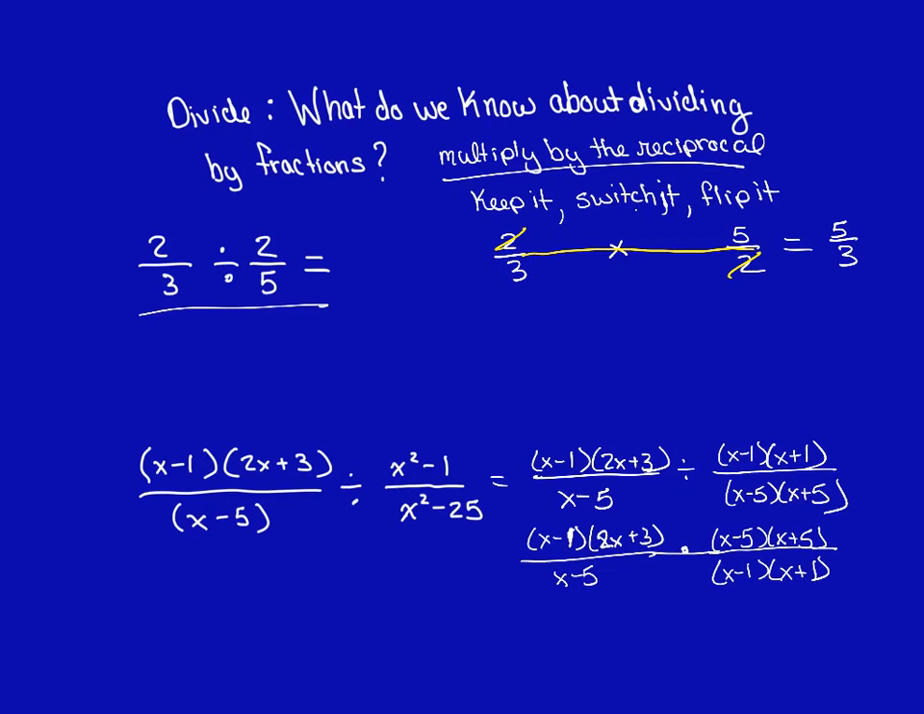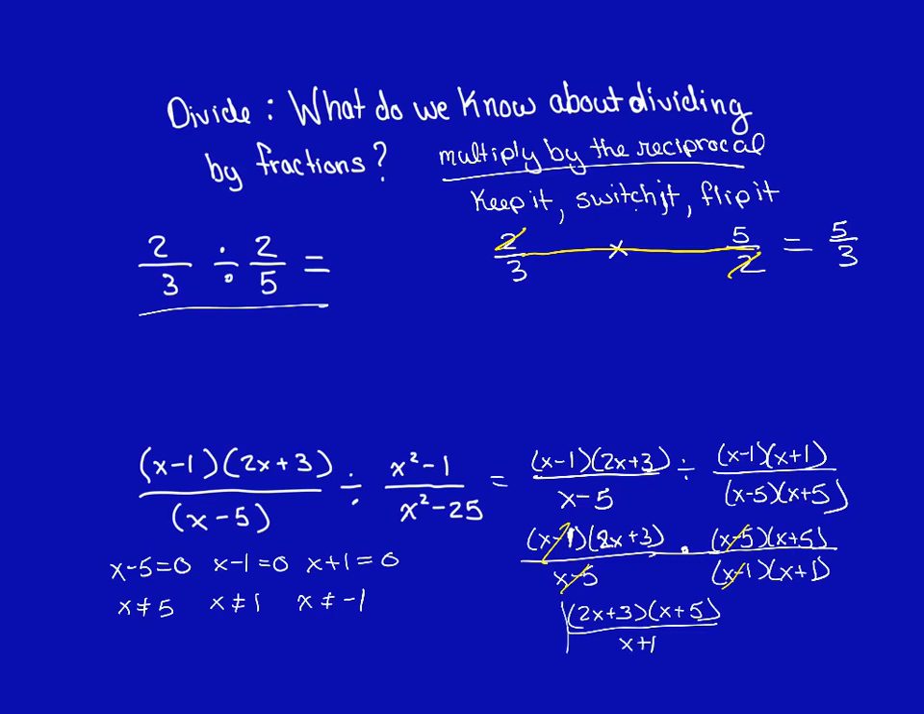Now we set our denominator equal to 0, so x minus 1 is equal to 0, x plus 1 is equal to 0, so x cannot equal 5, x cannot equal 1, and x cannot equal negative 1. There's our critical values. Now we look for what we can divide out. So x minus 5 and x minus 5, x minus 1 and x minus 1, and write what we have left. So we got 2x plus 3 times x plus 5 over x plus 1, and there is our final answer.